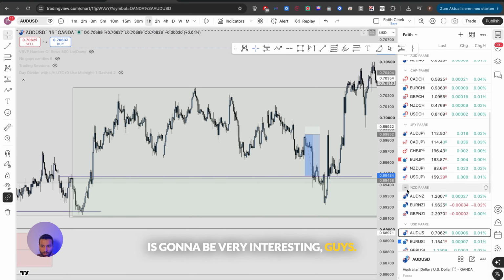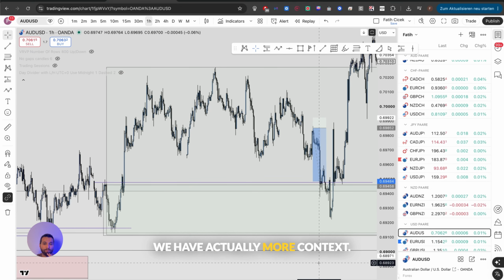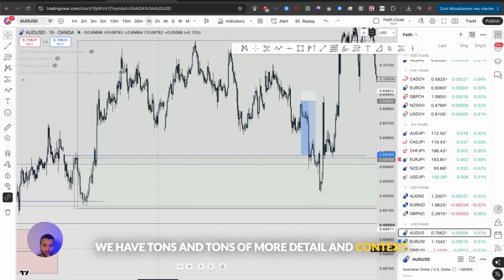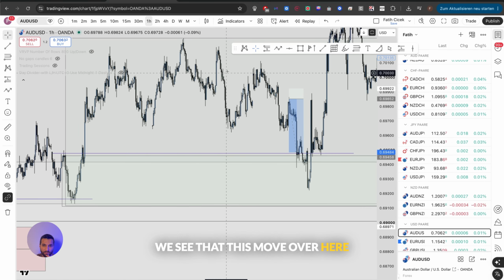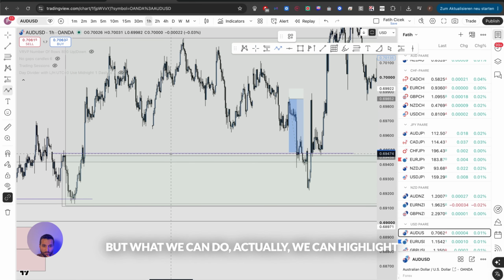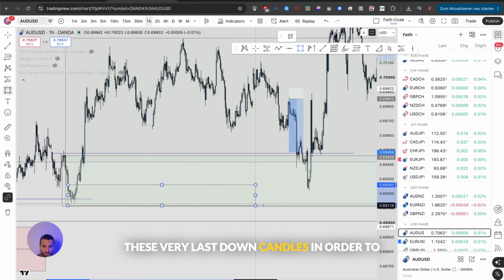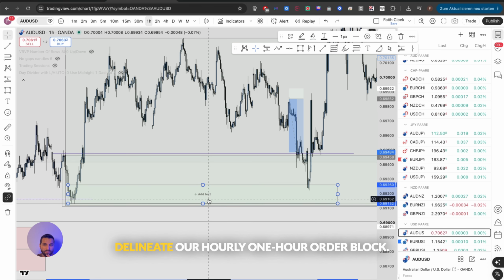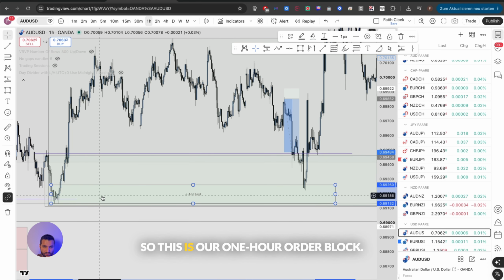Let's actually go down to the 1-hour time frame because I believe that this is going to be very interesting, guys. So in the 1-hour time frame now, we have actually more context. Okay, we have tons and tons of more detail and context. We see that this move over here generated this main impulse. But what we can do is highlight these very last down candles in order to delineate our 1-hour order block. So this is our 1-hour order block.